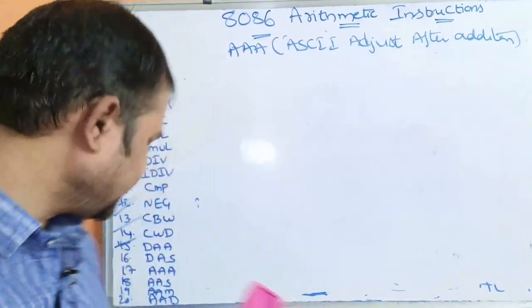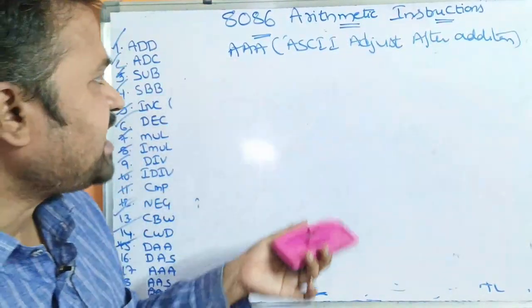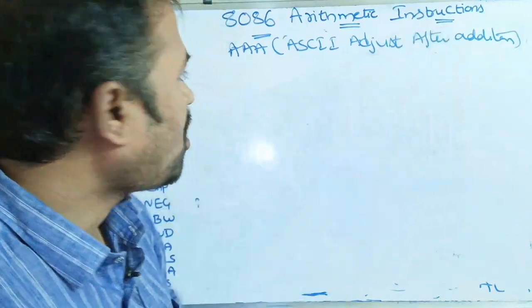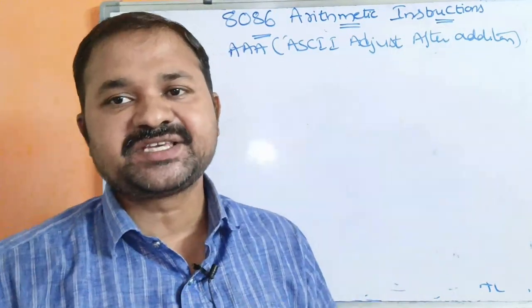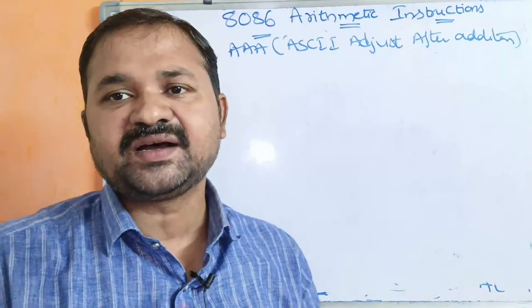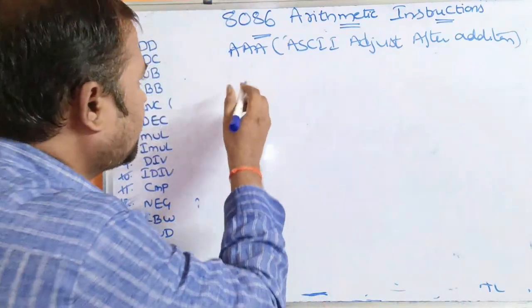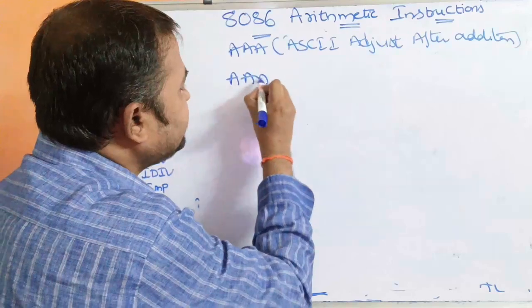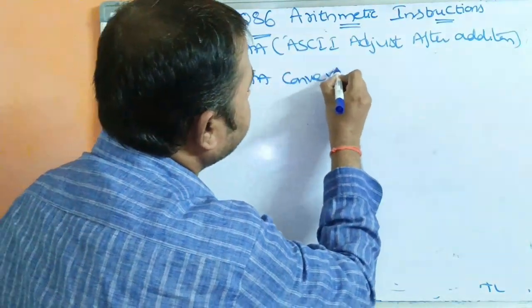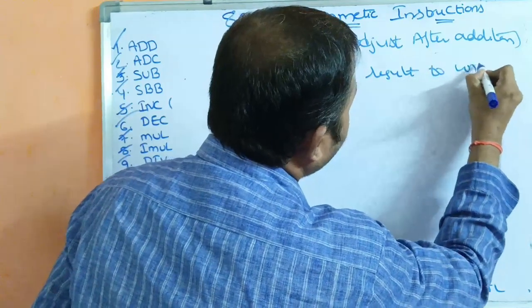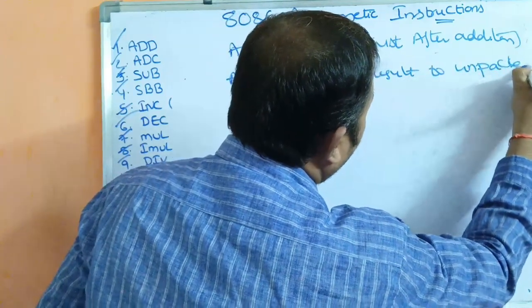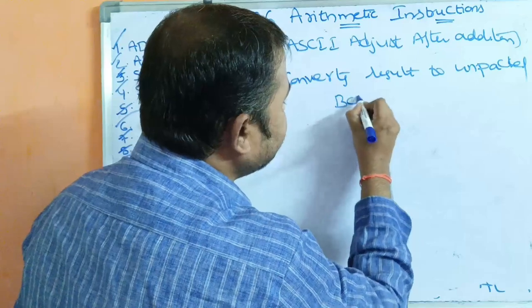Next instruction is AAA. AAA stands for ASCII adjust after the addition operation. So the AAA instruction is executed after performing the addition operation. AAA converts the result to an unpacked decimal digit, or unpacked BCD digit.